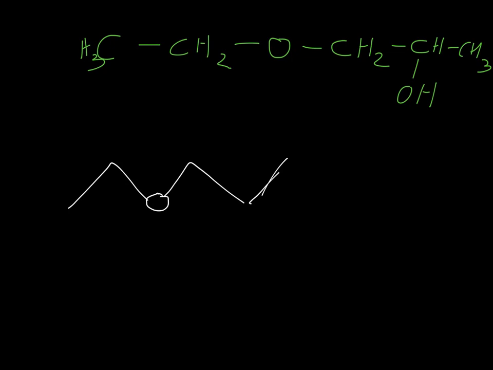So now I have 1, 2 carbons, then my oxygen, then 1, 2, 3 more carbons. This next to last carbon, as I've drawn it, has an alcohol group, or an oxygen, with a hydrogen attached. So I'm drawing that. And there's my structure. Ta-da! Now let's give you one to try.